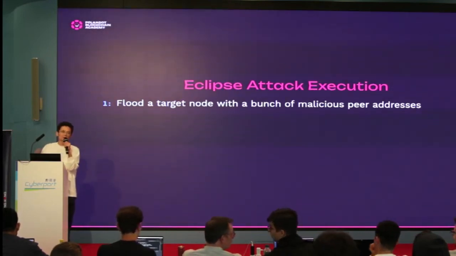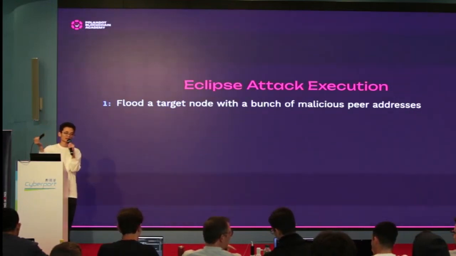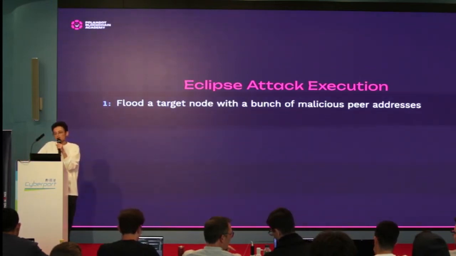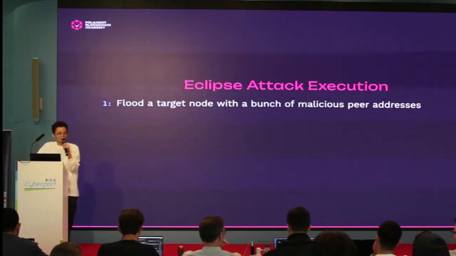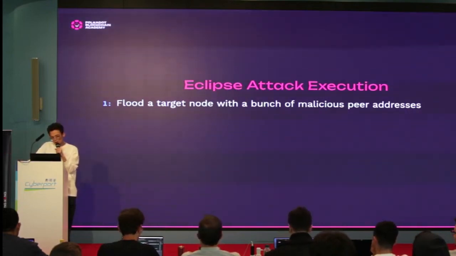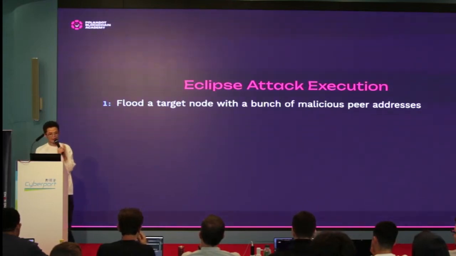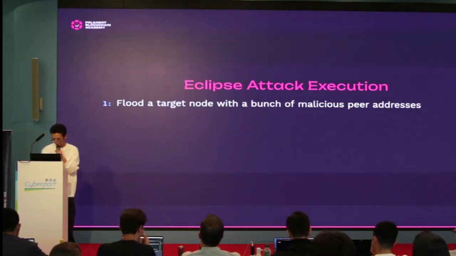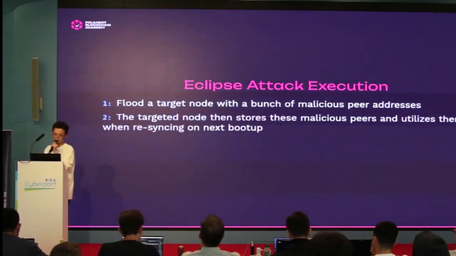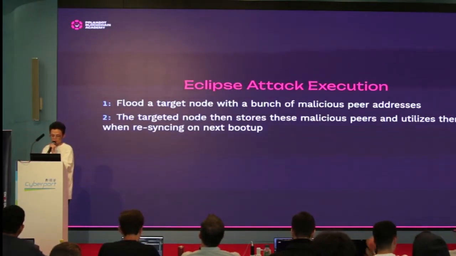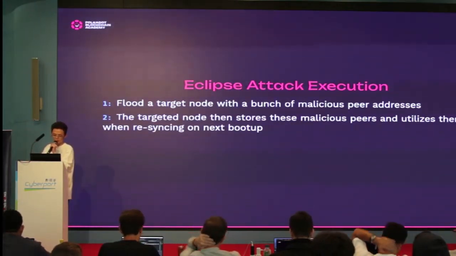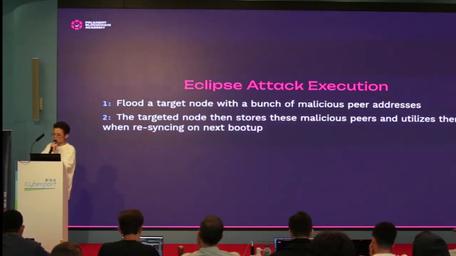I can say that Bob, Emma, Cindy are also in the network. And when Alice is connected to Cindy, Bob, and Emma, if they are all controlled by the same person, then in this way Alice can be attacked. It means the messages sent from Alice can be swallowed and neglected, etc. And the targeted node then stores these malicious peers and utilizes them when resynchronizing on the next boot up.